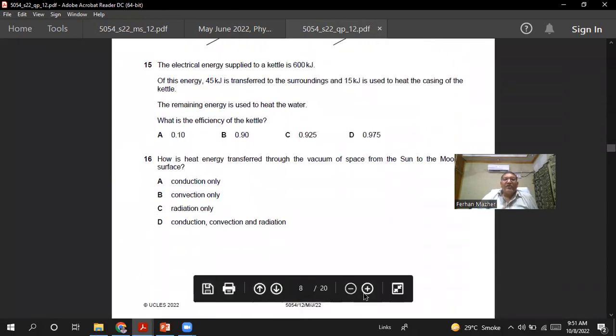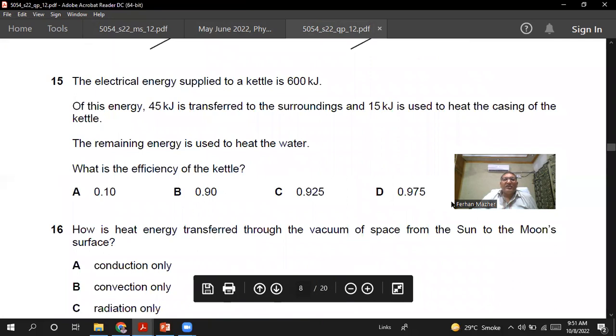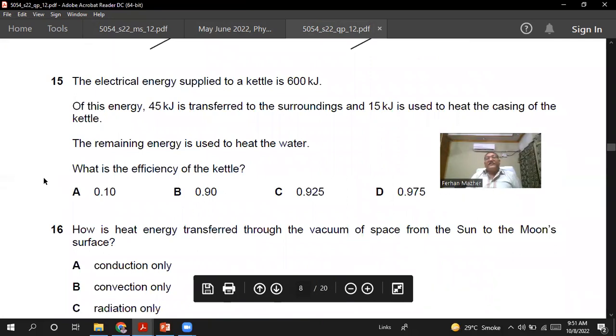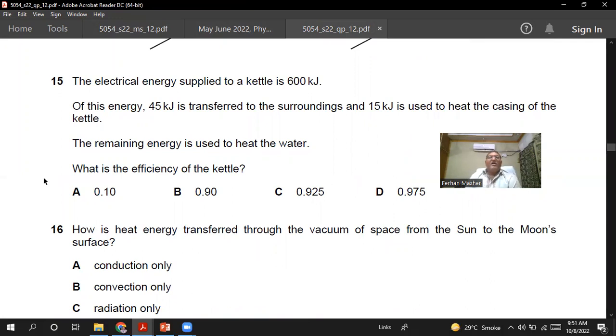Okay, so we are going to the next question, and the next question coming up on your screen is question number 15. The electric energy supplied to a kettle is 600 kilojoules. Of this energy, 45 kilojoules is transferred to the surroundings and 15 kilojoules is used to heat the casing of the kettle. The remaining energy is used to heat the water. What is the efficiency of the kettle?